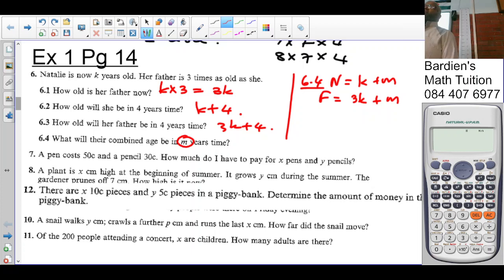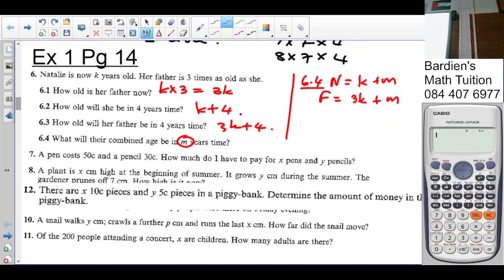Can you see that, people? It didn't say what will the combined ages be in 4 years' time. You see, they didn't mention even 4 in here at all. Otherwise you would have added the 4 as well. I'm trying to think how they could have phrased that so that you can put the 4 in, but it will be very confusing. They will be repeating themselves.